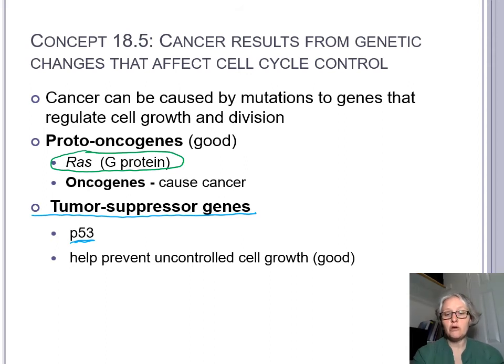So make sure that you understand these two basic types of genes. We've got proto-oncogenes and tumor suppressor genes. And then additionally, make sure you know examples of each. RAS is an example of a proto-oncogene. P53 is an example of a tumor suppressor gene. And again, these are good genes. We want to have active RAS in our body. We want to have active P53 in our body. The problem that occurs is when these genes get mutated. So we'll go through each instance.